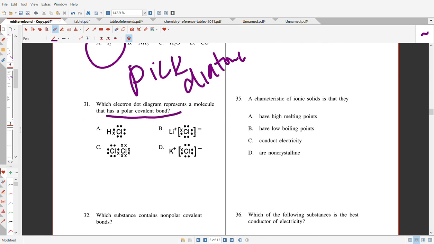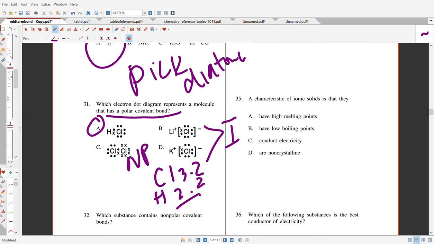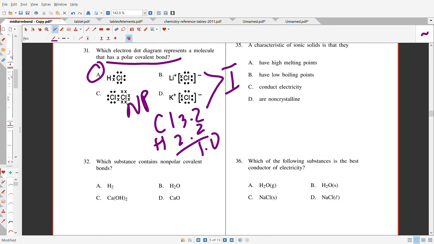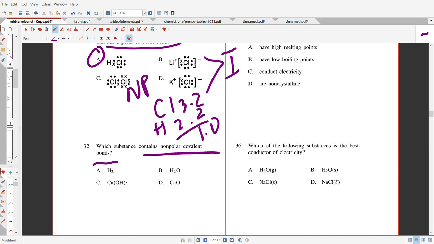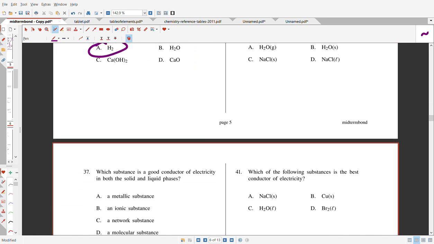Which has a polar bond? Well, 2 of the same is nonpolar. And when you have a metal and a non-metal with the brackets, that's ionic. So it's got to be that one. And you could check. You could look up Cl, look up H. And if you want bonds, you could always look up electronegativity difference. Do you remember what nonpolar bond is? Which one are you going to pick? You're going to pick the diatomic.